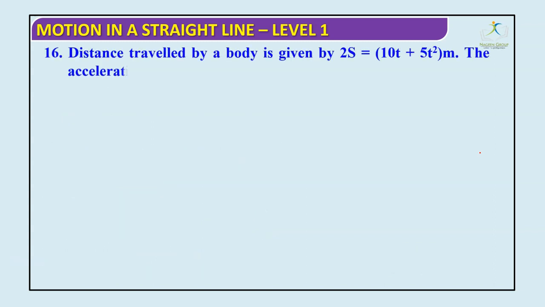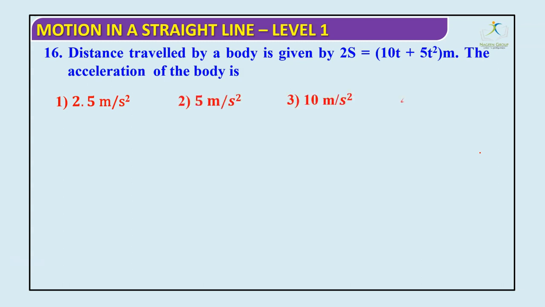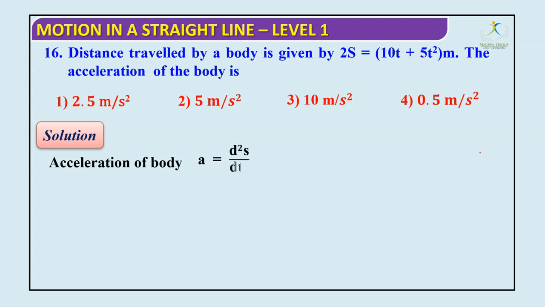Next question, distance traveled by a body is given by s equals 10t plus 5t squared meter. The acceleration of the body is 2.5 meter per second squared, 5 meter per second squared, 10 meter per second squared, and 0.5 meter per second squared. Solution. Now acceleration of the body is a equals d²s by dt².